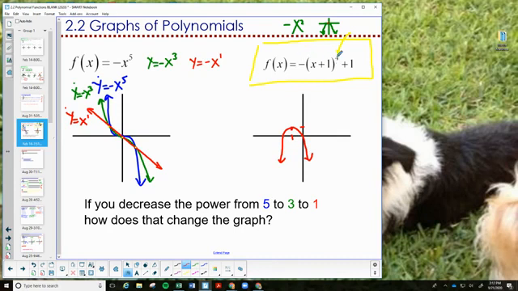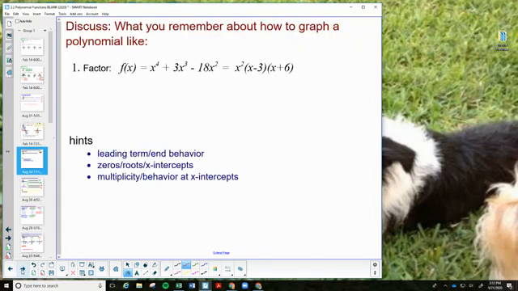Okay, so we can graph that, just knowing that x to the power 4 is going to have similar behavior to x squared, just a bit steeper.